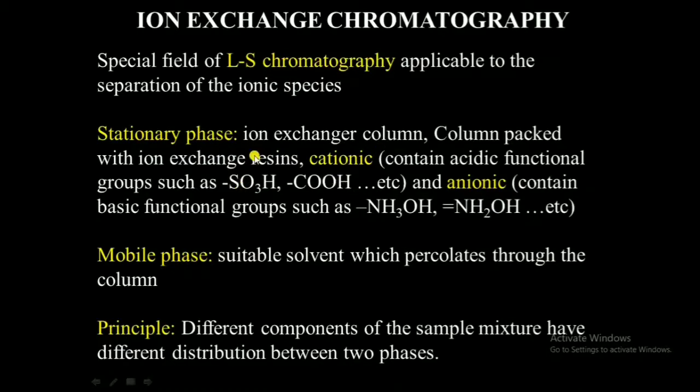There are two kinds of ion exchange resins. So, we use an ion exchange resin, and there are two kinds of that. Definitely, we need two because we have two kinds of ions, cations and anions. So, one kind is the cationic ion exchange resin. The other one is the anionic ion exchange resin.